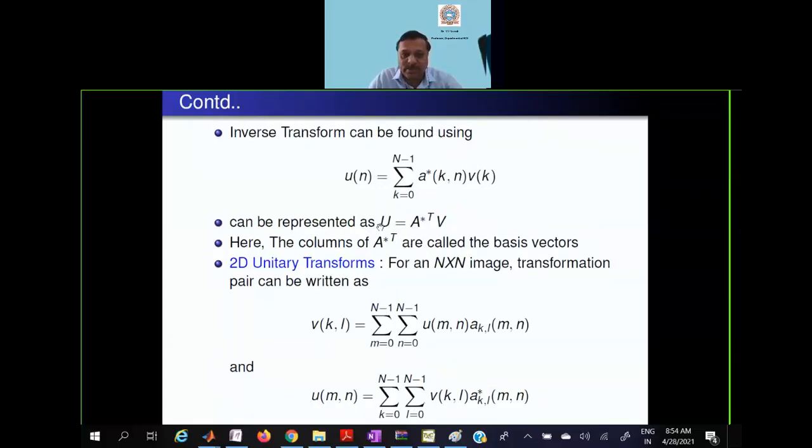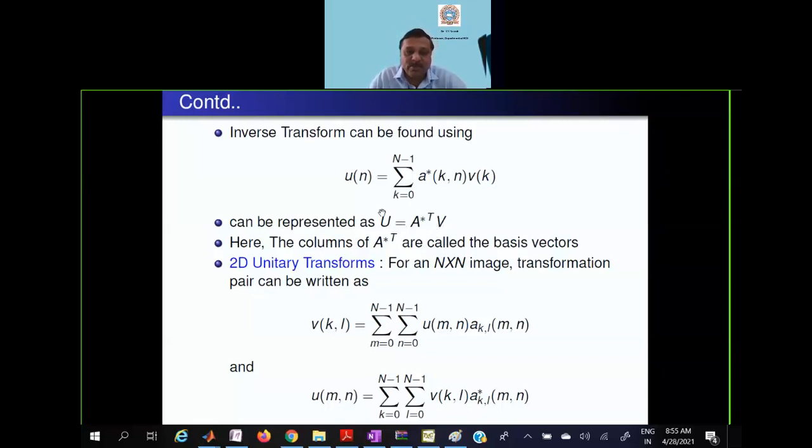Now to do the inverse transform, as I said, you don't need to do the inverse of the matrix, you just do the complex conjugate transpose. This is easy. This matrix is going to represent your basis functions. V is the coefficients, U is your input data. So the columns of this will give you the basis vectors. You can just calculate it for any different values. We'll take a problem in the next class to solve this.